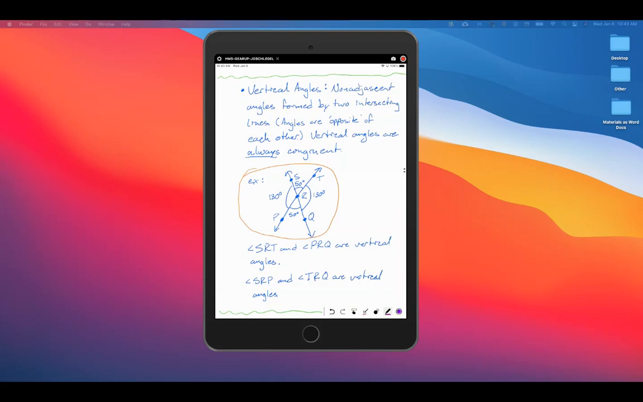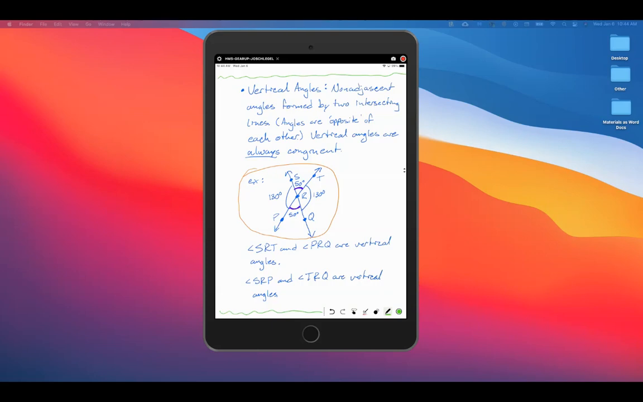So see this angle SRT right here that I'm kind of coloring over in purple? It is 50 degrees and it is opposite of the angle PRQ. Notice that they are both 50 degrees. That's because vertical angles are always congruent. And so it's two angles that are basically opposite of each other that share a vertex. They are always going to be congruent.